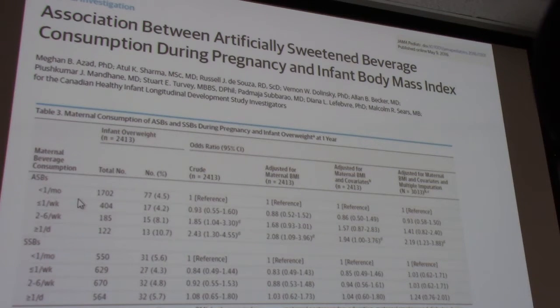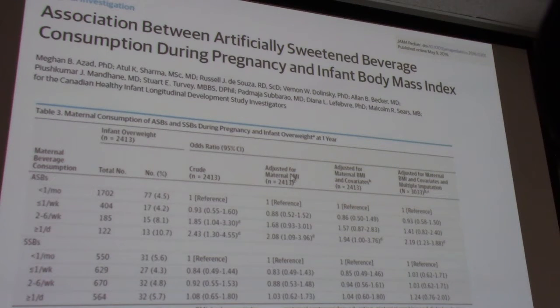So looking in this table at artificially sweetened beverages, classifying the moms into whether they consume them less than once a month, less than once a week, all the way up to once per day. And then looking at the proportion of infants who are overweight by a year of age. And then here we have odds ratios, the crude ones and then the adjusted ones. So here's an example where you can see for moms who consumed artificially sweetened beverages every day during pregnancy, they were 2.4 times more likely to have an infant who is overweight by 1 year of age. And that's significant because you can see the confidence interval doesn't cross 1. Our reference group here is the moms who consume them rarely or never.